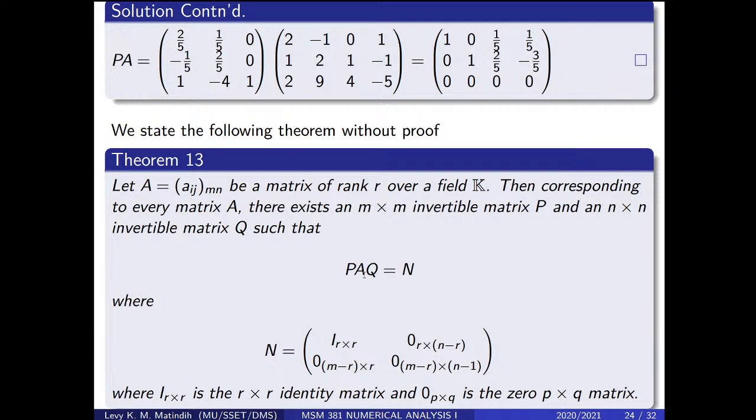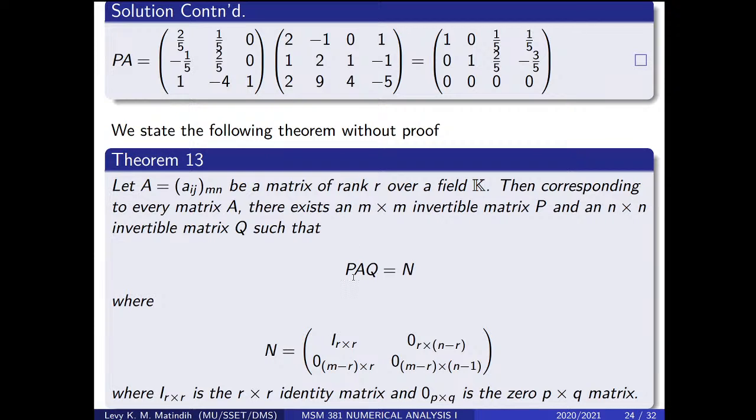Now, what is the possibility that the matrix P and the matrix Q exist? The possibility is that you can calculate them by applying elementary row operations on the matrix A and also applying elementary column operations on the matrix PA. So in short, if you want to get the matrix P from the matrix A, you apply the elementary row operations on the matrix A with respect to the identity matrix on the partition matrix. After applying elementary row operations on the matrix A, what you're going to get is the matrix P.